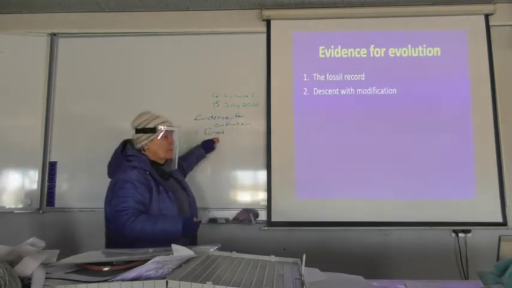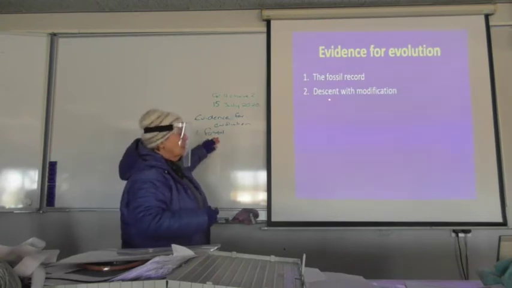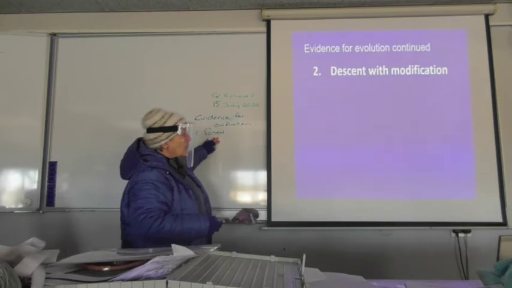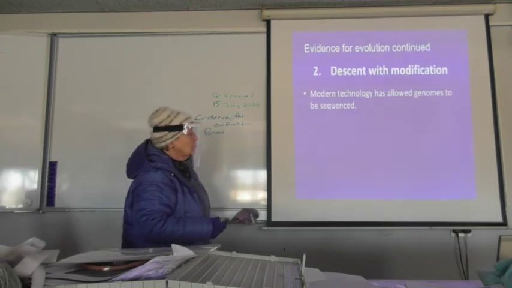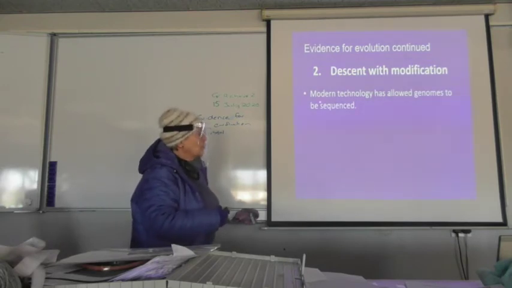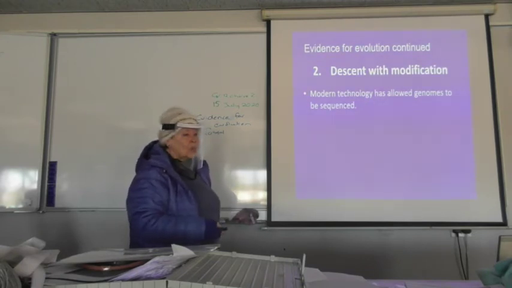Second category of evidence for evolution, descent with modification. And I've explained this one already to you. And so, modern technology has allowed genomes to be sequenced. What does that mean?